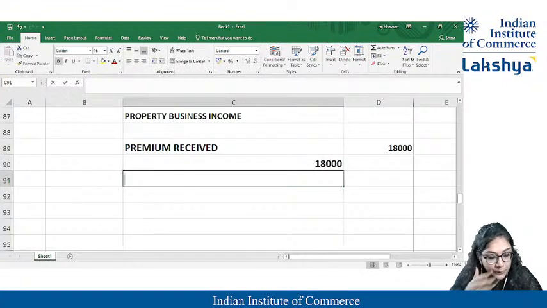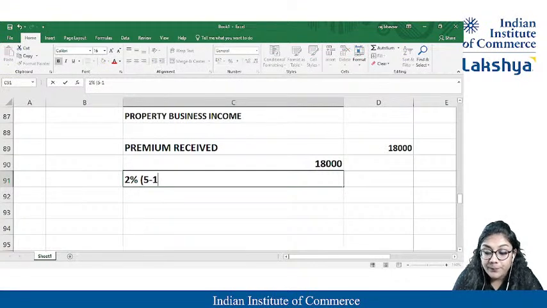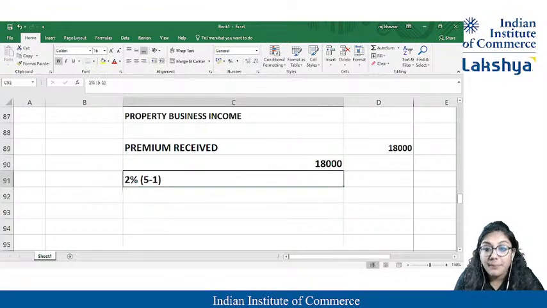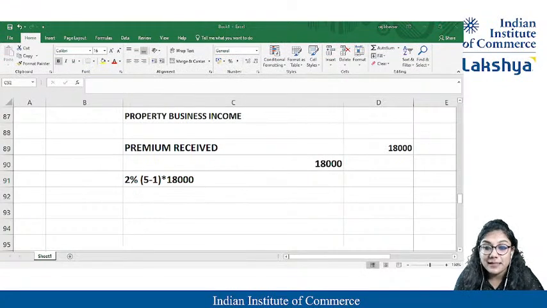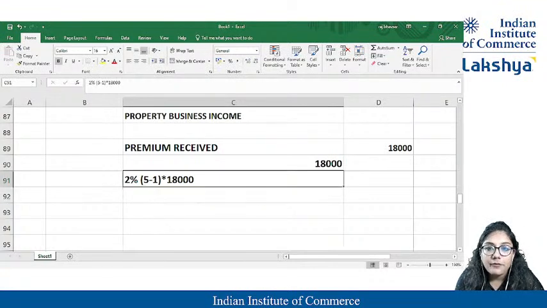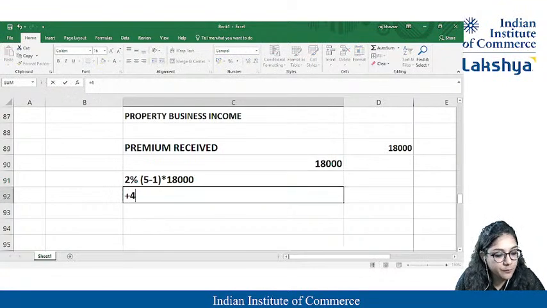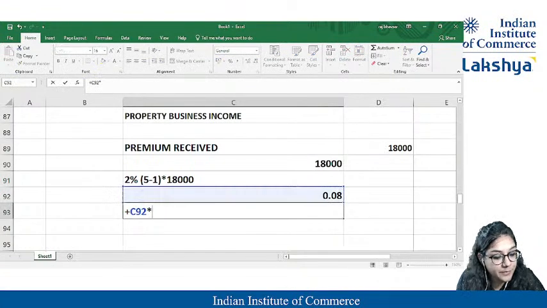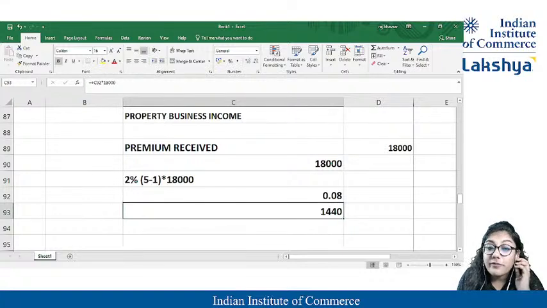So can I do 2%? N minus 1, that is 5 minus 1, will be 4. So if you check, 4 into 2% of the amount, 4 into 2% into 18,000, what are you getting, guys? Are you getting 1440? So 5 minus 1 is 4, 4 into 2% into 18,000. Am I getting 1440?